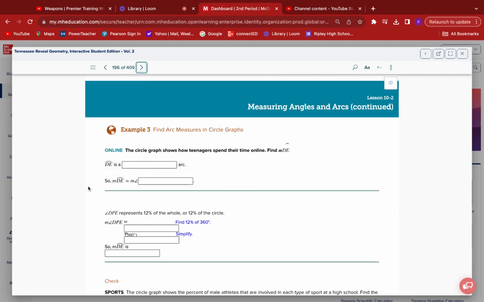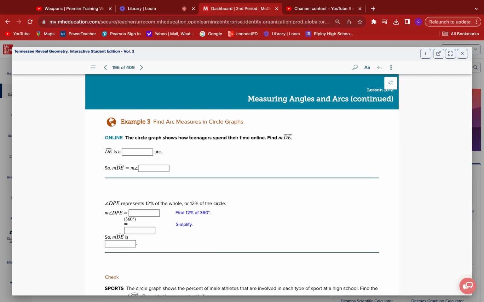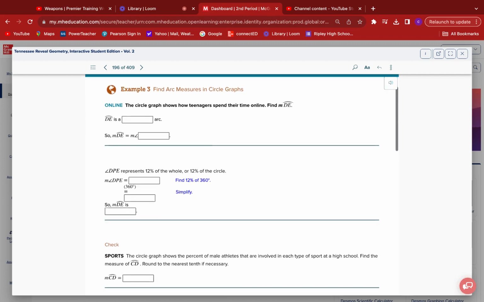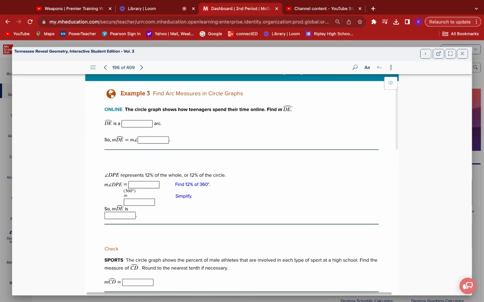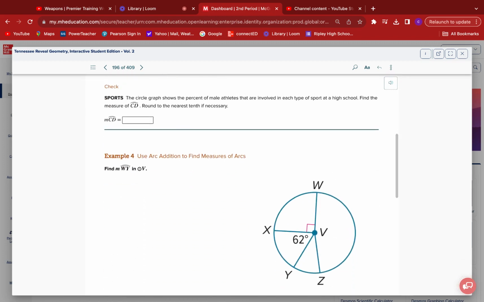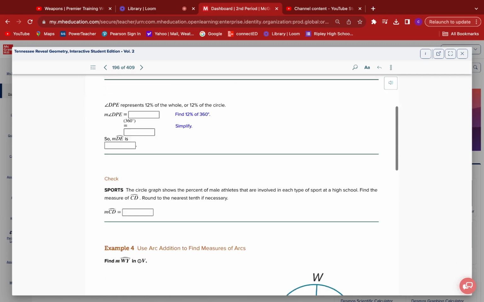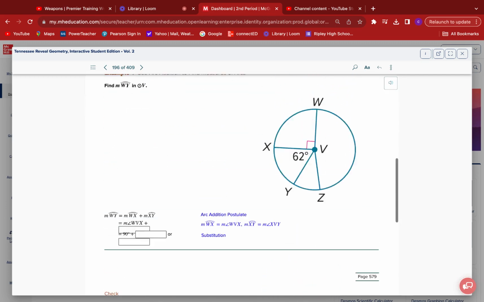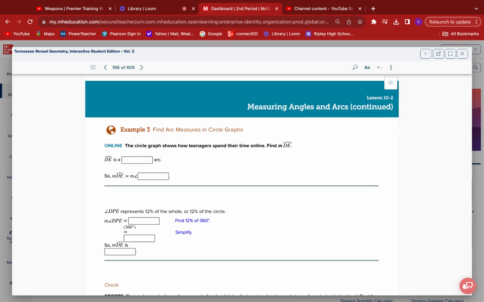All right, moving on. Example number 3. Find the arc measure in circle graphs. All right, the circle graph shows how teenagers spend their time online. Find the measure of arc DE. Hang on a second. Where's my graph?